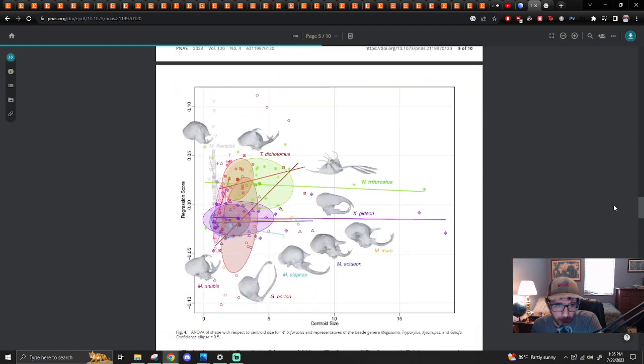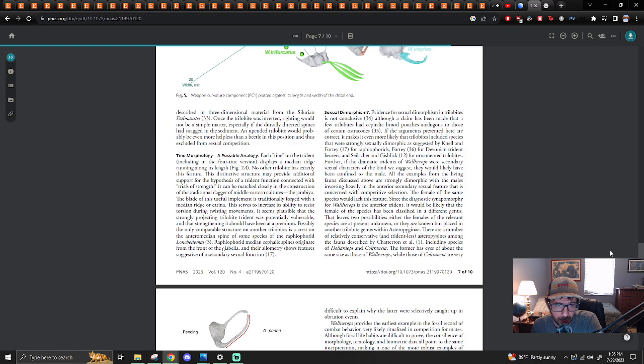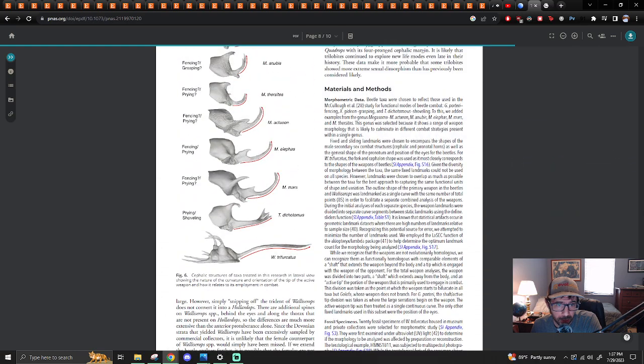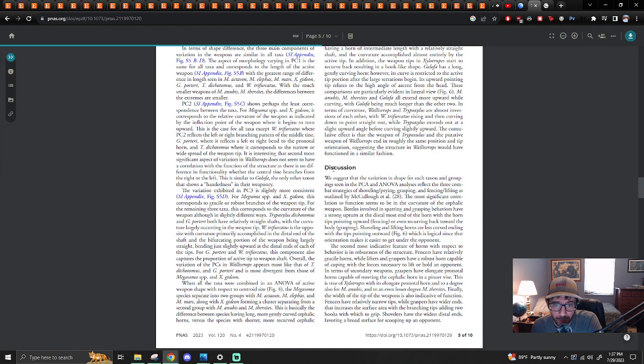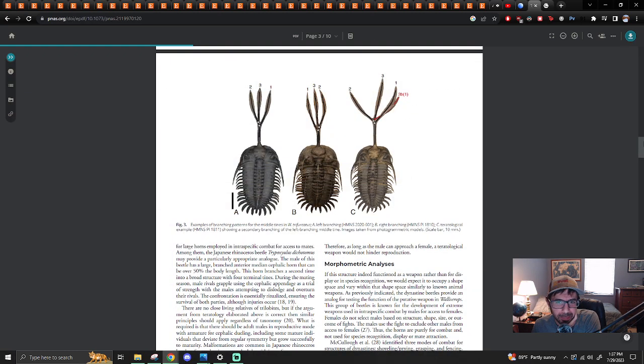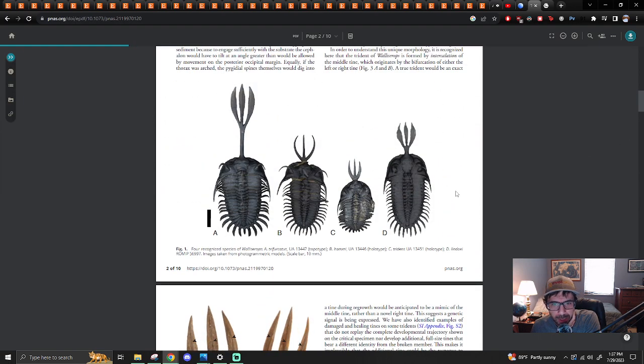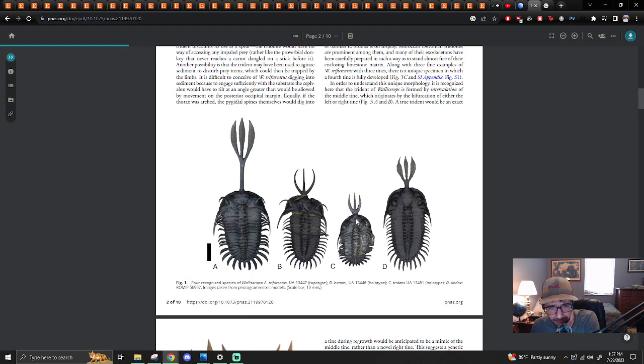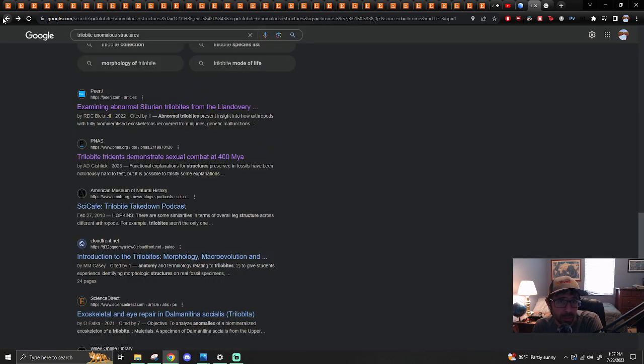Let's just go to discussion real quick. Variation in shape for each taxon and grouping seen in the PCA and ANOVA analyses reflect the three combat strategies of shoveling, prying, grasping, and fencing, lifting. Oh my god. We're just attributing so many characteristics to these things based on a false interpretation, and paper after paper. It doesn't matter how many papers are written.